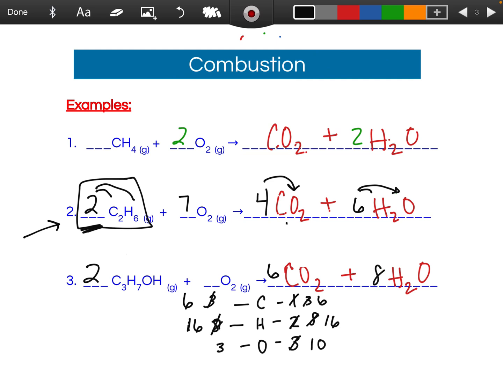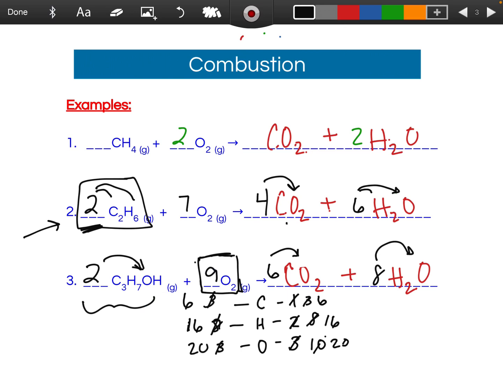All right, so now I can finally add up my oxygens. Here, 6 times 2 is 12, plus 8 more would give me 20. Here I have 2 oxygens. So whatever number I put in front of the O2 is going to equal out to 18, because I need 20 total. This is going to account for 2 of the oxygens. So if I put a 9 here, then I would have 18 oxygens for O2 and then 2 more to give me a total of 20.